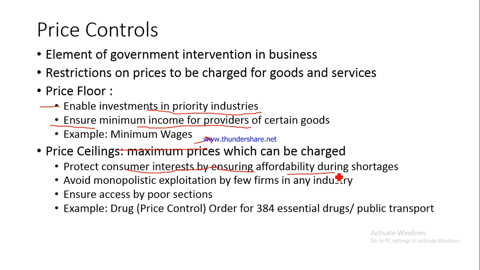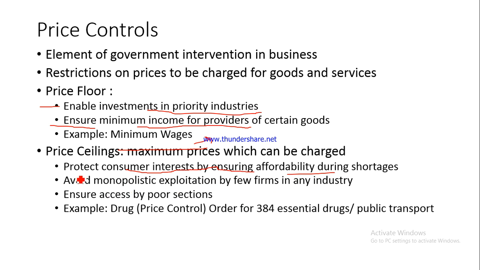Prices generally increase in times of shortages. Because there is a dip in the supply and the demand still remains the same, there would be a shortage in the market, and because of which, as you might have read in the laws of economics, demand and supply, naturally there would be an increase in prices. But if that happens, the poor sections of the society might have to suffer because they may not be able to pay that much. So in such instances, the government brings in price ceilings so that the consumer interest can be protected, right?